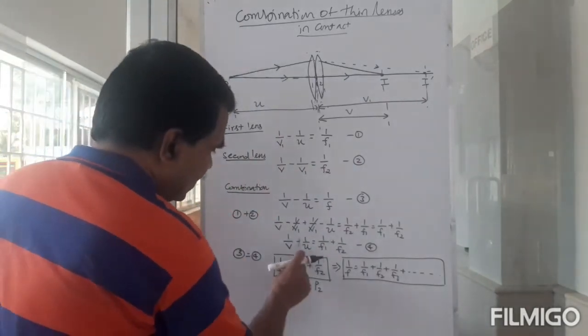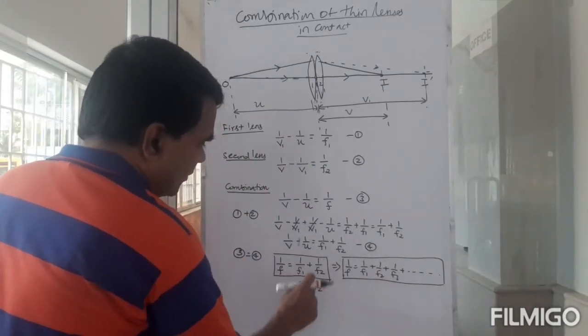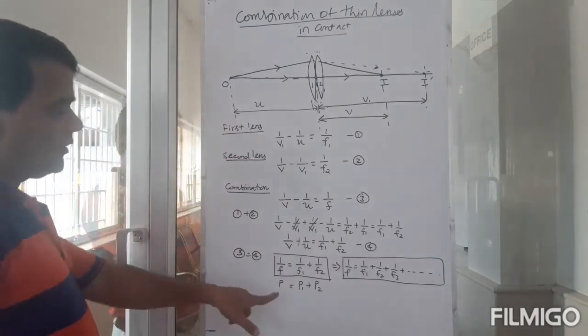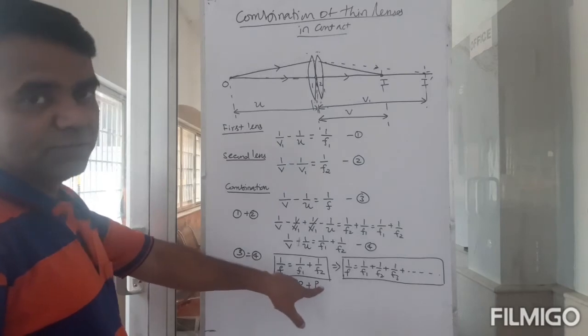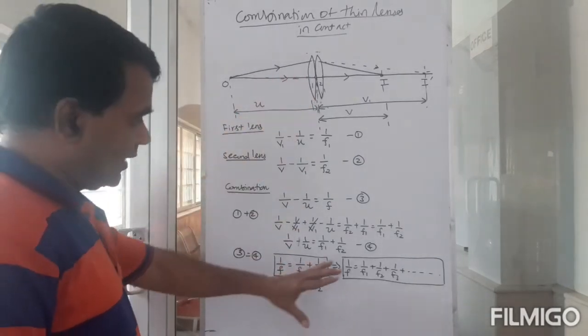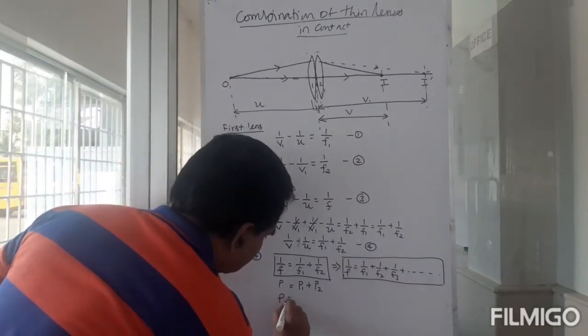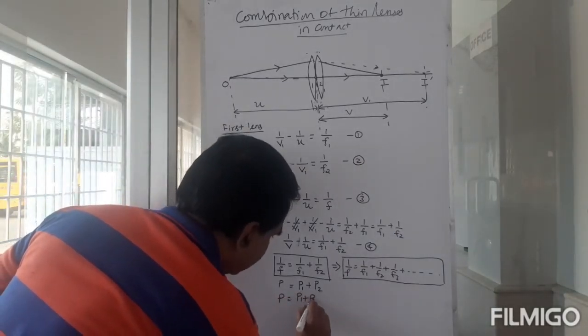Next, this is the power of the first one, the power of the second one, and this would be the power of the combination. So the power of the combination can be written as P is equal to P1 plus P2 for this case. And for the most general case, I can say that power is equal to P1 plus P2 and so on.